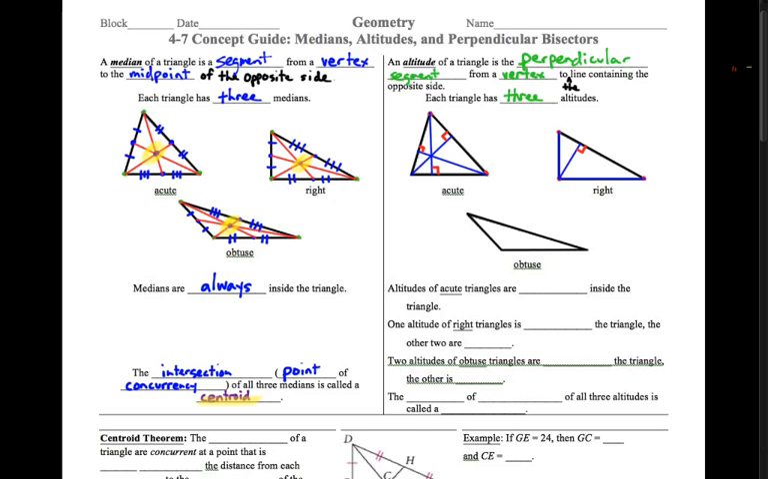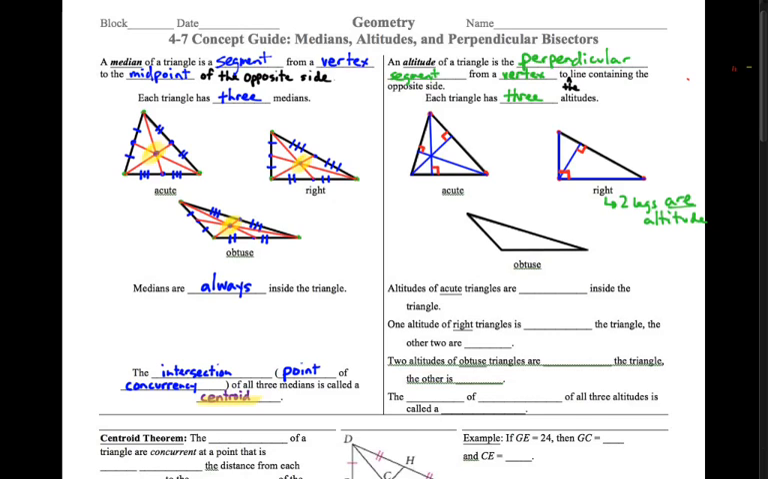Notice that the legs themselves are the altitudes as well. Why is that? Because there's the right angle. The two legs of a right triangle are altitudes. That's an important thing to know. We're going to be talking about heights of triangles as time goes on, and the altitude represents the height of a triangle from any side to its opposite vertex.